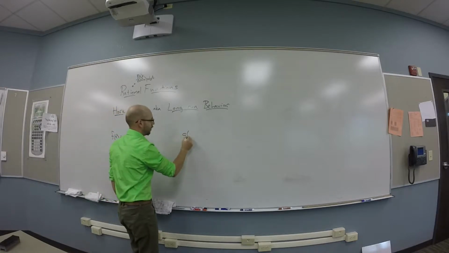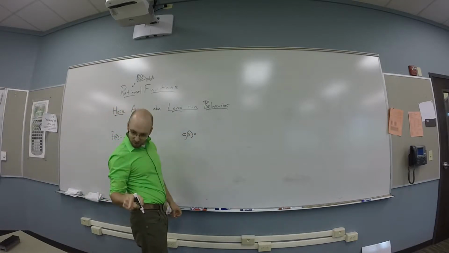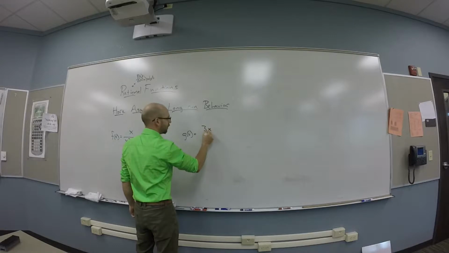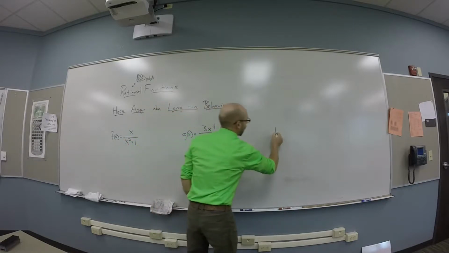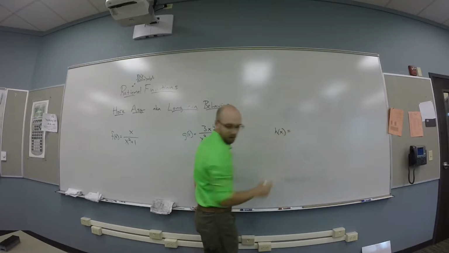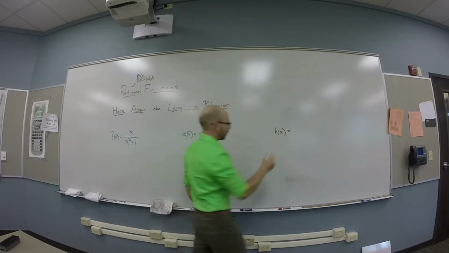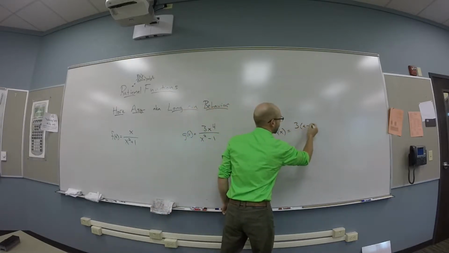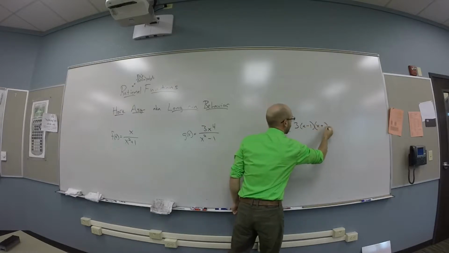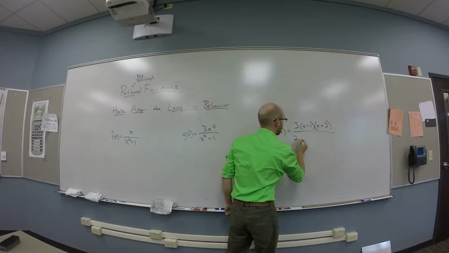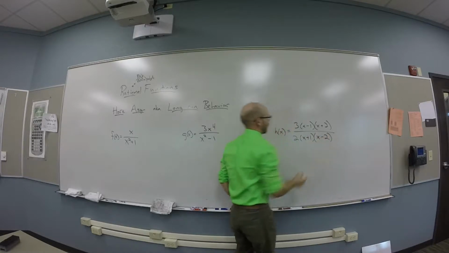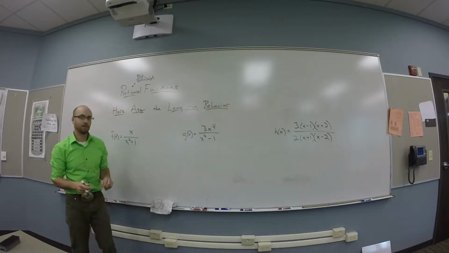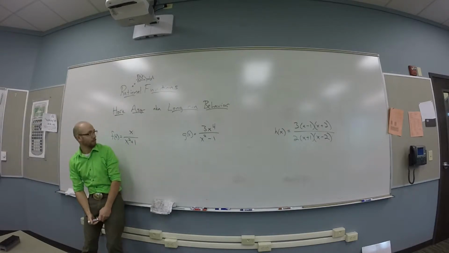I want g of x to be 3x to the 4th over x squared minus 1. And I want h of x to be 3 times (x minus 1) times (x plus 2) over 2 times (x plus 1) times (x minus 2). And I should hopefully be able to get a decent picture for all of these by the time I'm done.